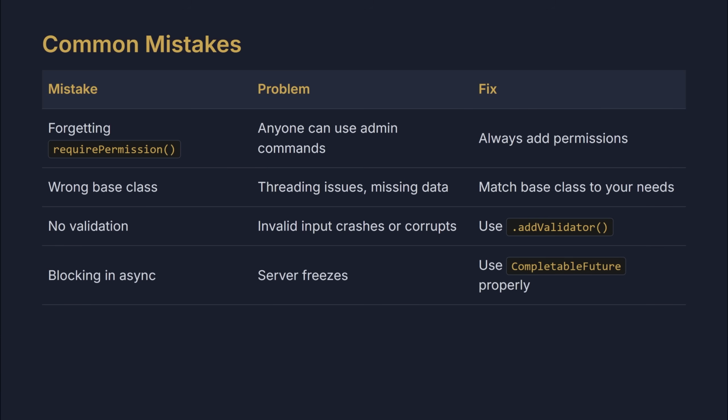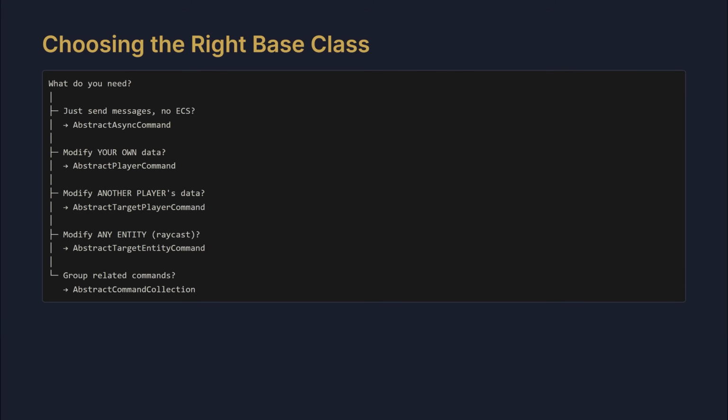Also, you need to use completable future properly if you don't use base classes like abstract player command, which sort of hides that away from you. If, for example, you do some heavy computation or you call a database, your server would freeze because you are blocking the thread. So it is very important that you choose the right base class.